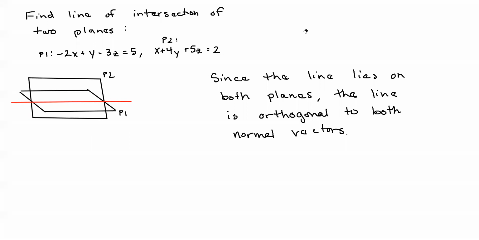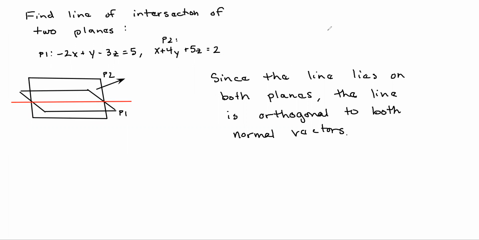Okay, and now what about the line relative to plane 2? Let's say that's the normal vector for plane 2. What's true about this line? That line's on plane 2. Since the line is on plane 2, it must be orthogonal to that normal vector 2. So what we have is a line that is orthogonal to both normal vectors.